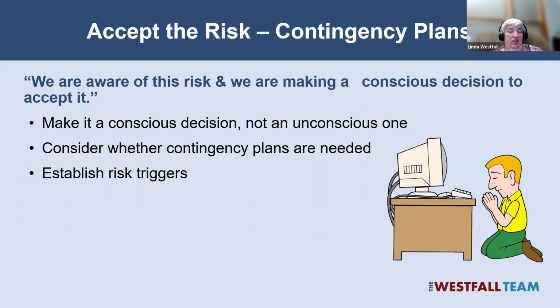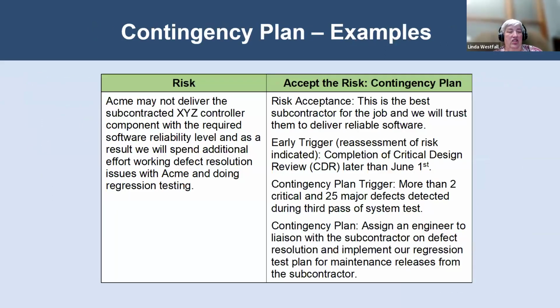So we want to consider, do we need contingency plans, even if we accept the risk? If so, we may want to put some triggers in place that tell us that the risk is turning into a problem or it has already turned into a problem. So some examples here for Acme. We're going to accept that Acme is the best subcontractor for the job. We're going to trust them to deliver a high quality product.